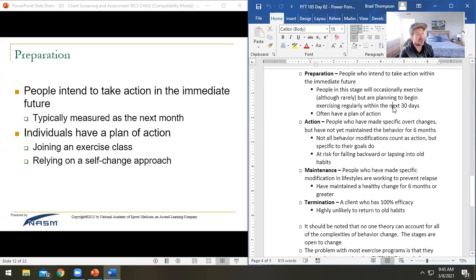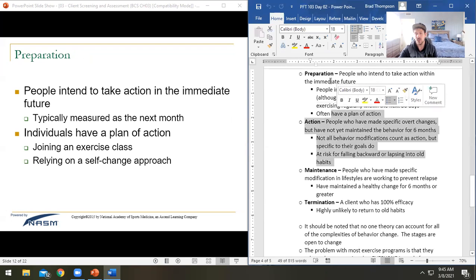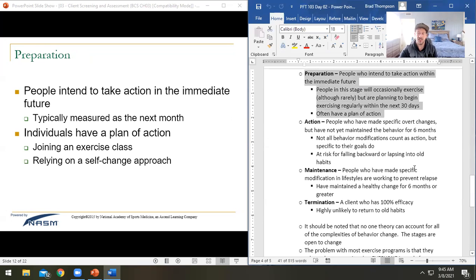A lot of times you will get new clients who are in the preparation or action stage. Preparation is a big spot. This is where it's sometimes a little bit challenging to make a sale. People in the action stage usually come to you ready to sign up for training. But if you're talking to a potential client in the preparation stage, you ask, have you exercised? Have you been using this new gym membership that you got?